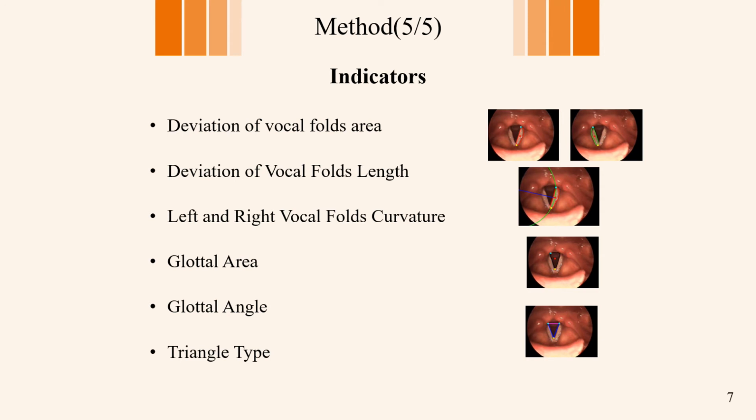Among these indicators, all of them are proposed based on the symmetric characteristic of the appearance and the movement pattern of the larynx. According to the symmetry of the vocal folds, we propose the deviation of vocal folds area, the deviation of vocal folds depth, as well as the curvature of left and right vocal folds. As for the indicators related to the movement pattern of vocal fold oscillations, there are glottal areas, glottal angles, and the triangles formed by the vertex of vocal folds.